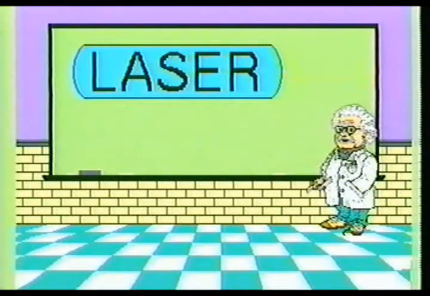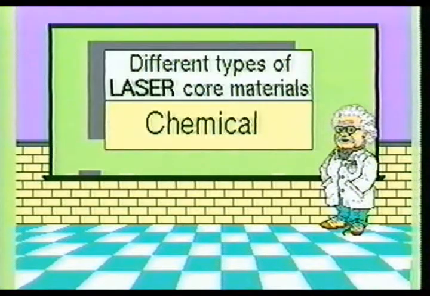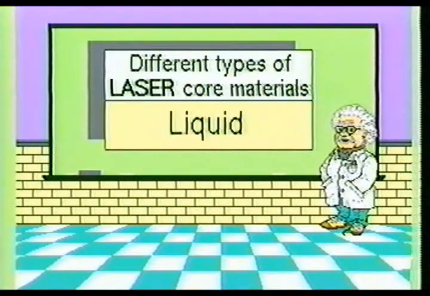Basically speaking, a laser is a device which generates a coherent electromagnetic radiation in or near the visible part of the light spectrum. The laser action will occur in many different materials, and the laser process can occur in many different ways. Lasers may be classified in the following categories: chemical, gas, liquid, semiconductor, and solid materials.